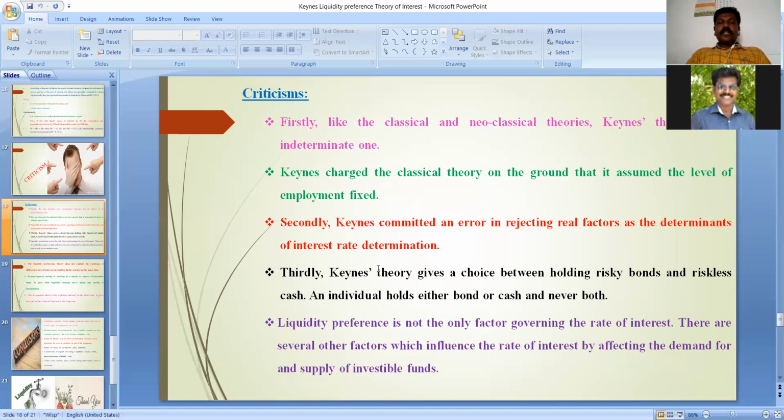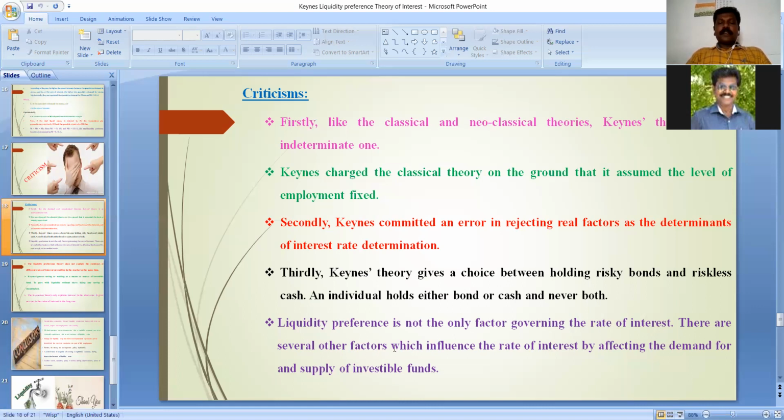Thirdly, Keynes's theory gives a choice between holding risky bonds and riskless cash. Here, the choice is whether they want to hold a risky bond or riskless cash. They are confusing, but Keynes said it like this, so they are criticizing. Then, liquidity preference is not the only factor governing the rate of interest. Many factors are there.